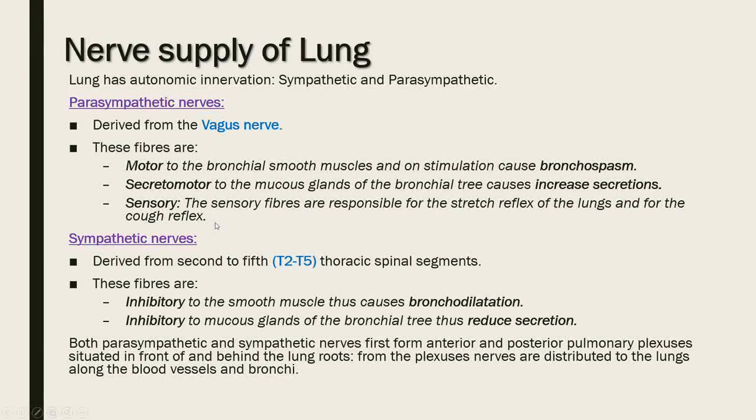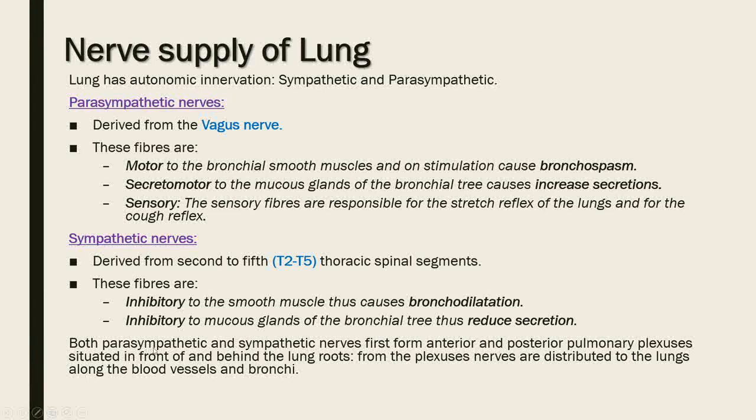So the sensory fibers are responsible for the stretch reflex of the lung and for the cough reflex. Any sort of irritation within the lung can cause the cough reflex, and also the parasympathetic causes bronchospasm and increased secretion that can hamper your normal breathing. In the case of sympathetic innervation, it is doing just the opposite. The fibers come from the second to fifth thoracic segments of the spinal cord, and they are inhibitory to the smooth muscle, so they cause bronchodilation, and they are also inhibitory to the mucous glands, so they reduce bronchial secretion.